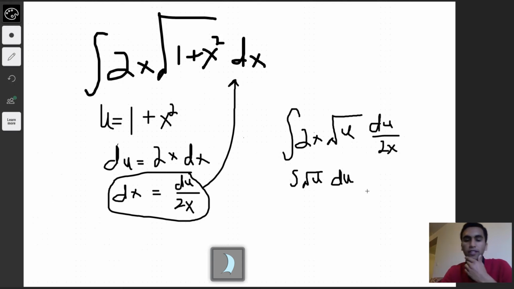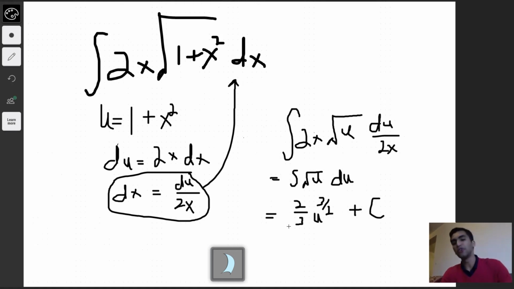Now, as you would be able to tell, we know how to integrate the square root of u, right? This is a pretty standard integration procedure. The integral of the square root of u is simply 2/3 of u to the power of 3 over 2. So this then equals this plus c.